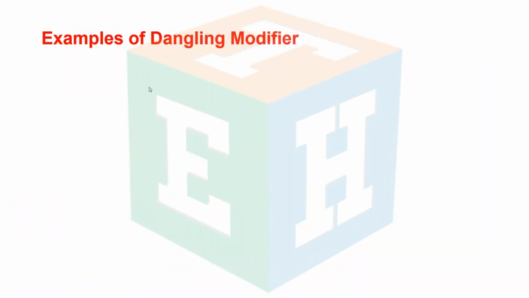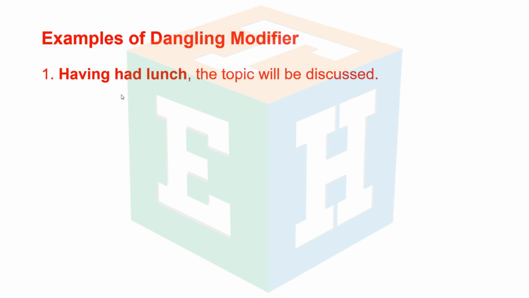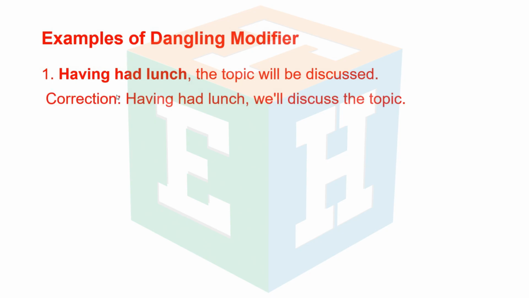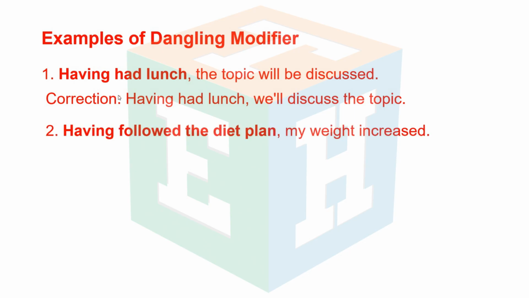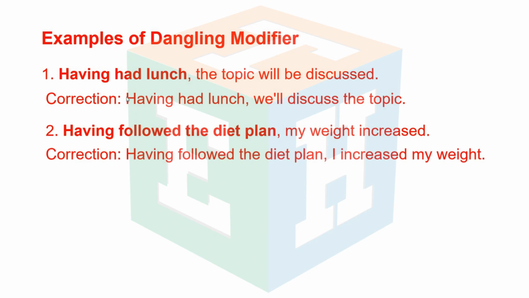Examples of dangling modifier. 1. Having had lunch, the topic will be discussed. Correction. Having had lunch, will discuss the topic. Number 2. Having followed the diet plan, my weight increased. Correction. Having followed the diet plan, I increased my weight.